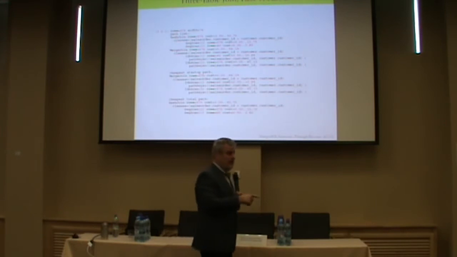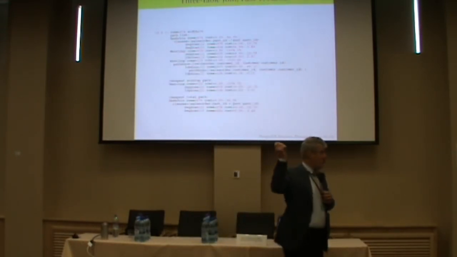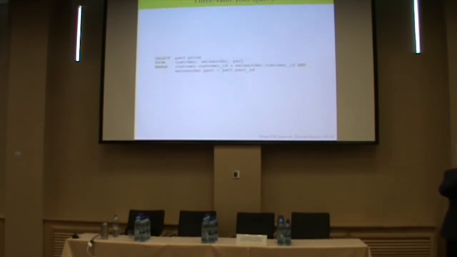I can't join table 1 to table 3 because there's no join here. There's no way of joining table 1 to table 3. You have to go through table 2. So this is a very simple example. Imagine 10 tables in a query. It's amazing the thing finishes at all.